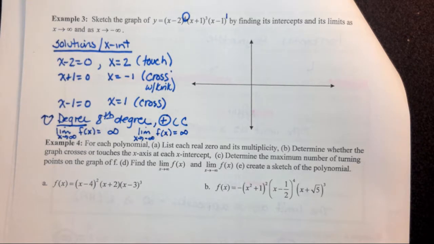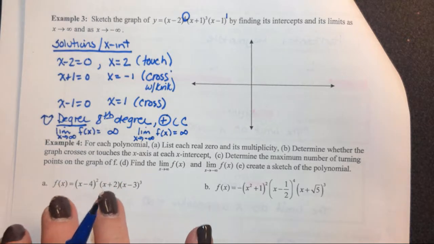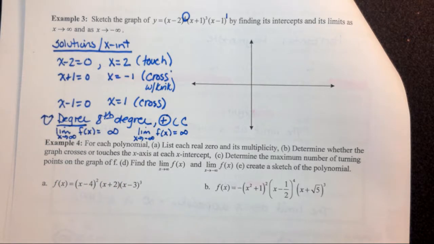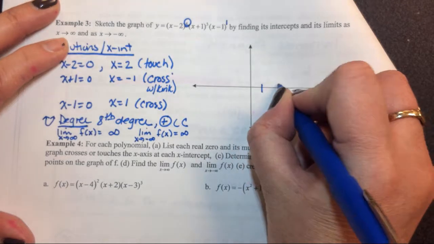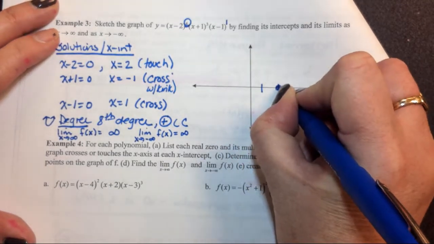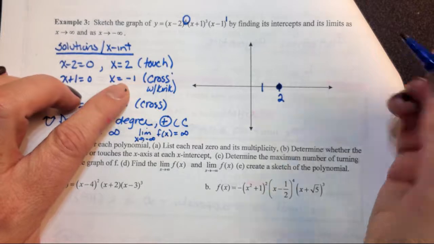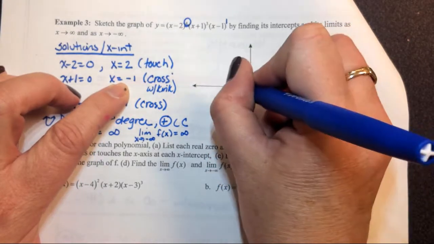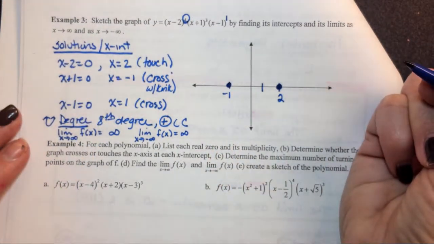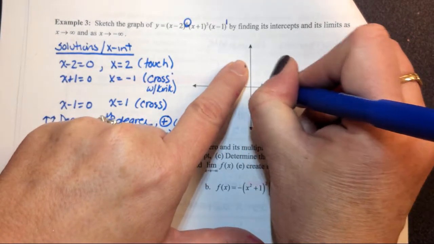All right, so again, you've got to know the degree. You've got to know what the leading coefficient is in order to know what the end behavior is. Remember, if it's in factored form, you add up all your multiplicities to find the degree. So any questions on why this is an 8th degree with a positive leading coefficient? All right, so now let's start putting our graph together. At x equals 2, we know it's going to touch. At x equals negative 1, it's going to cross with a kink. At x equals 1, it's just going to cross over.